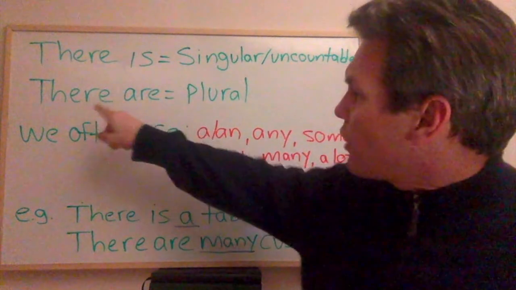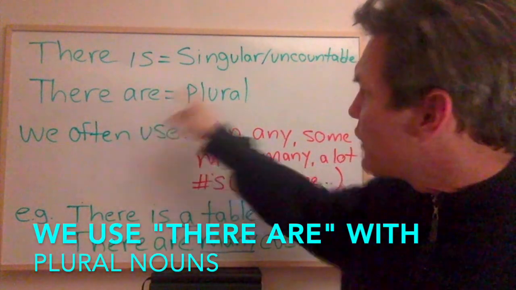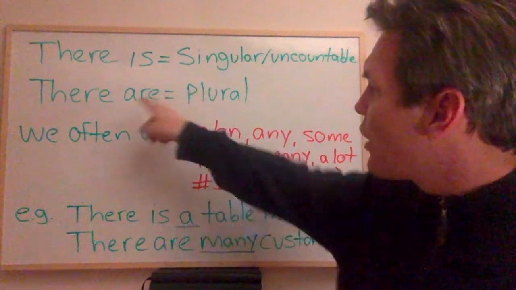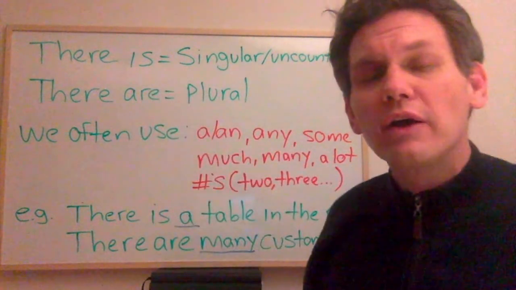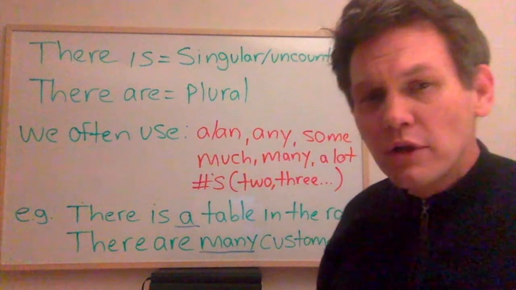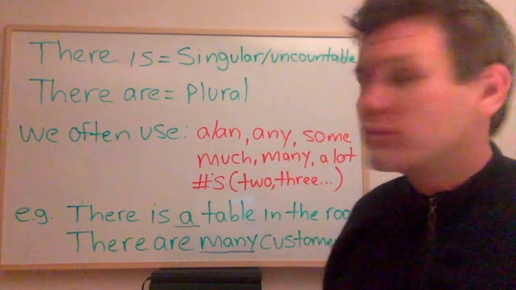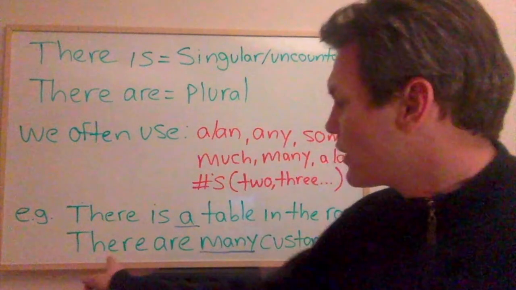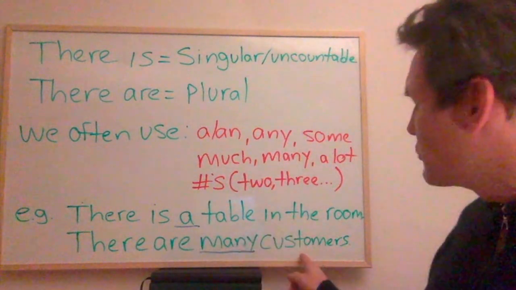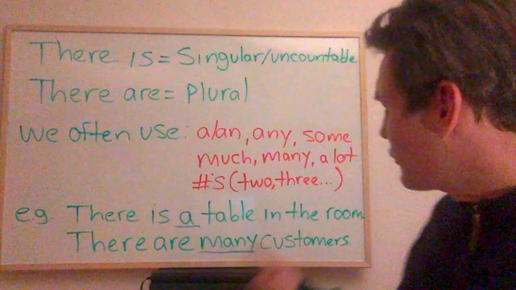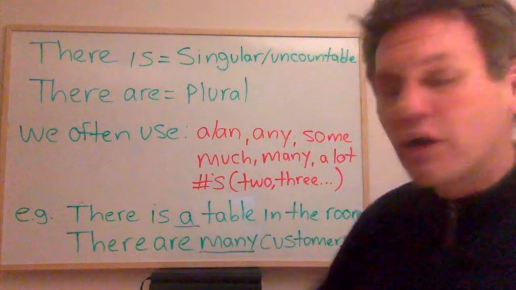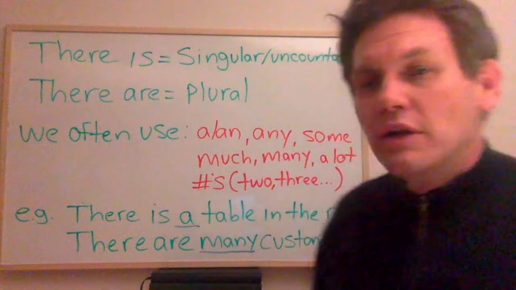And so for there are, it's almost the same rule, but it's plural, okay? So if the noun after there are is plural, then it takes the plural form, okay? So for example, look down here, there are many customers, all right? So customers is plural, and it goes with there are, all right?